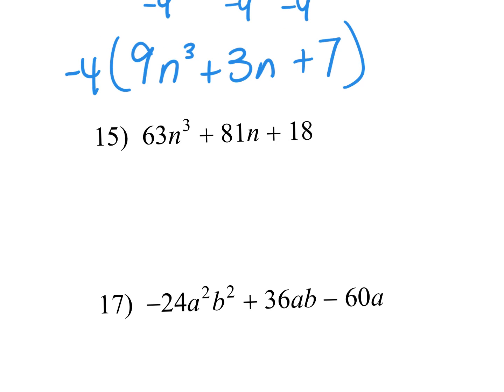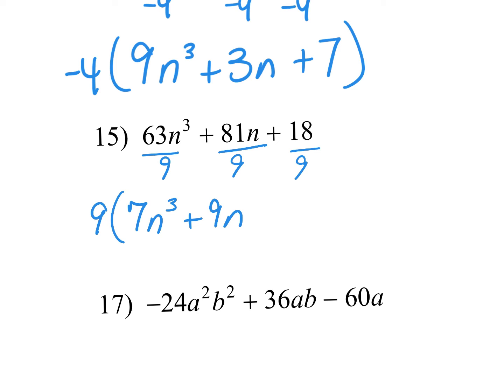What goes into 15? 9, very good. Divide 9, divide 9, divide 9. Bring that 9 out in front. 63 divided by 9, 7, n cubed. 81 divided by 9, plus 9n. And then 18 divided by 9, 2.